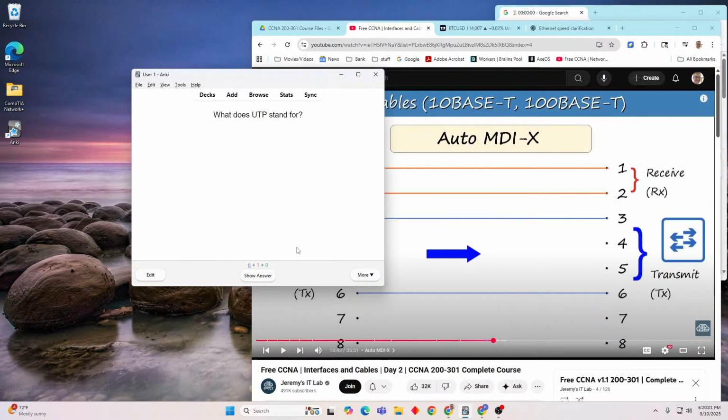What does UTP stand for? Universal Transmission Protocol. I don't know. Unshielded twisted pair.